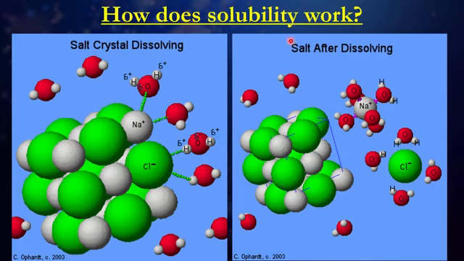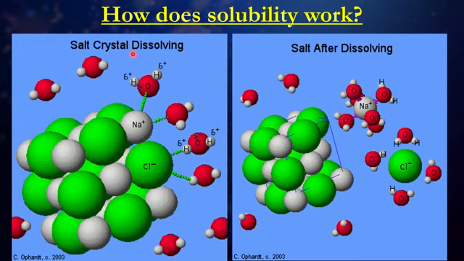So how does solubility work? Now think of sodium chloride, an ionic compound. Sodium being a positive ion, so it is a cation, and the chloride is a negative ion, which is an anion.